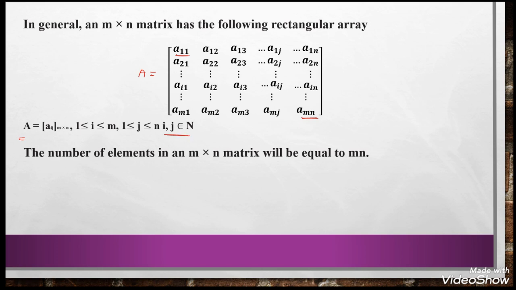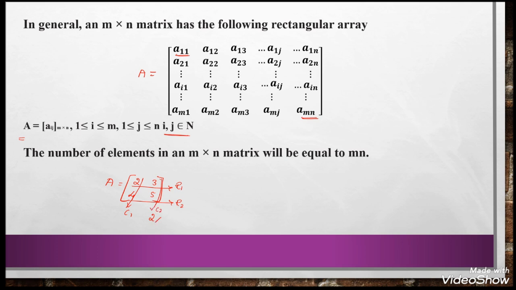Then the number of elements in an m cross n matrix will be equal to mn. For example, consider a matrix containing 2, 3, 4, 5. In this matrix there are two rows: this is R1, this is R2. Therefore, to write the order of this matrix, first write the number of rows, so there are two rows. Again we have to count the columns: this is C1, this is C2.